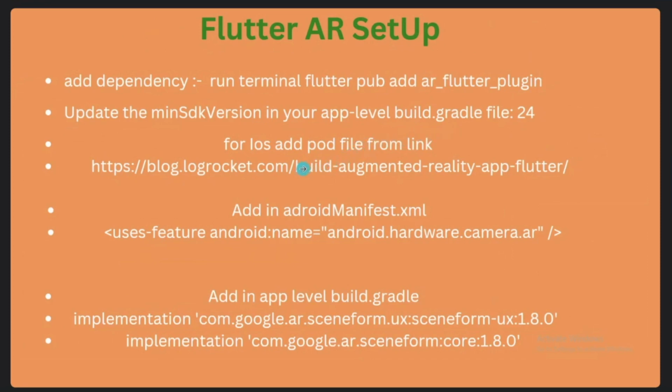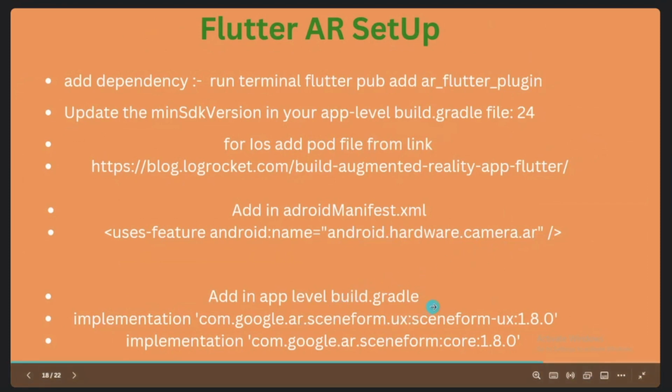And for iOS, we can download the pod files from here, which give the permissions for the camera and other things. And in the manifest file, we can take the user permission with the help of this. And we have to add this implementation in the app-level build.gradle for creating the ARCore engines.